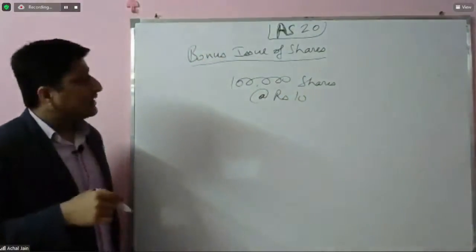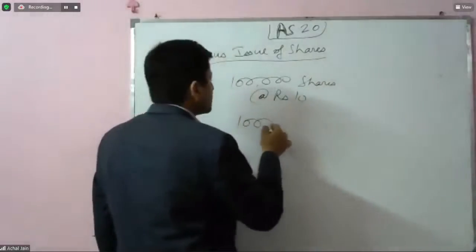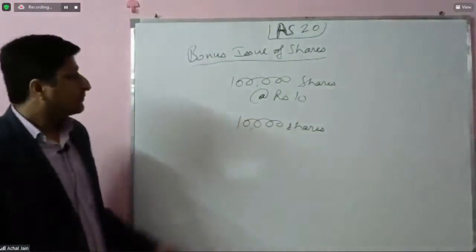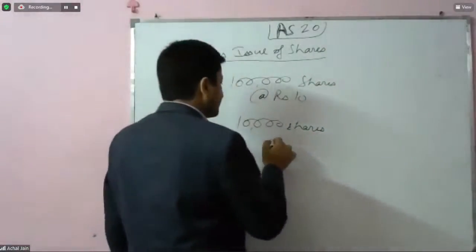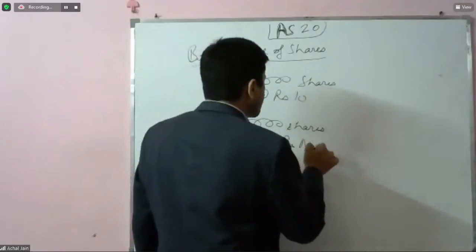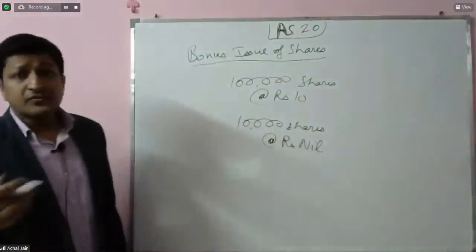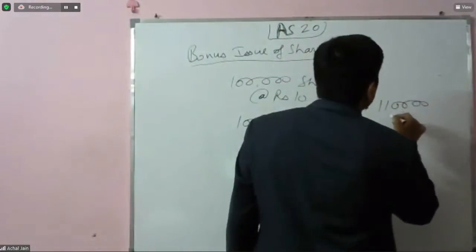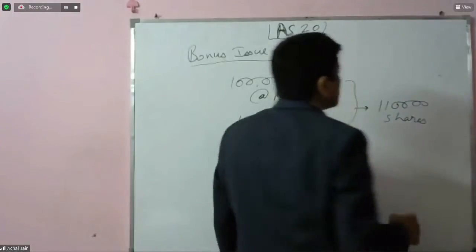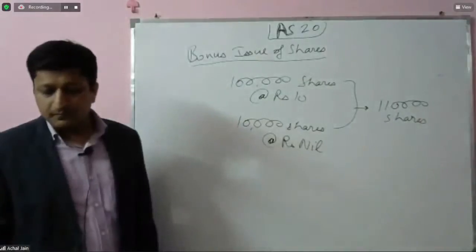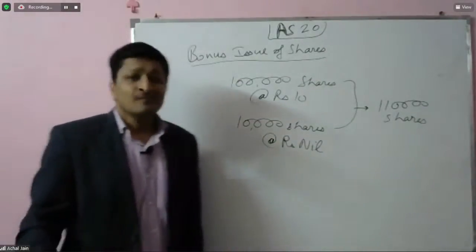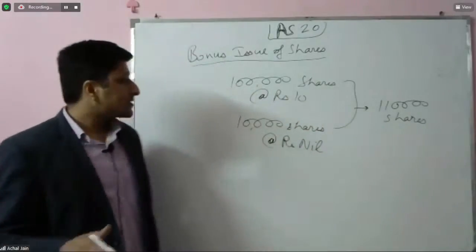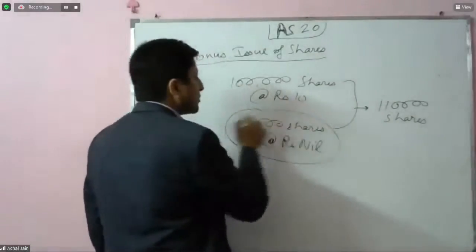Now, even though let's suppose the company is issuing, say, 10,000 shares free of cost, it's receiving nothing. Why? Because it's bonus shares. The number of shares of the company has increased. So now this has become 1,10,000 shares. The number of shares has increased. Therefore, when we compute the weighted average number of shares, we need to consider the bonus shares also.